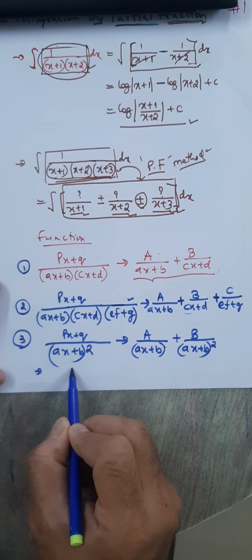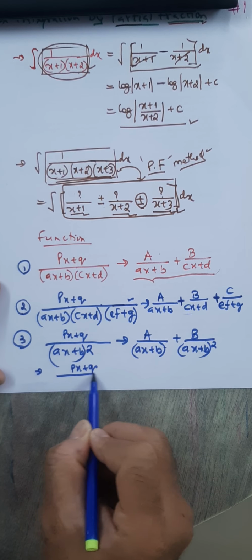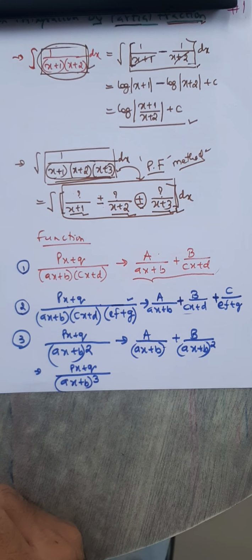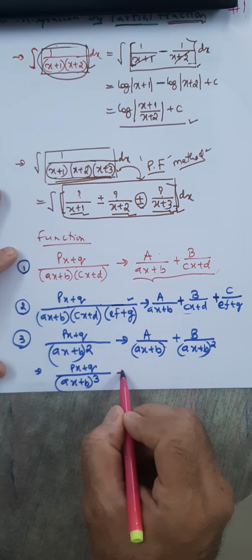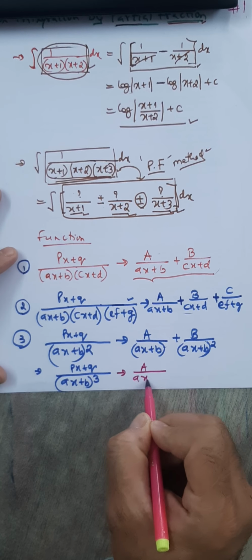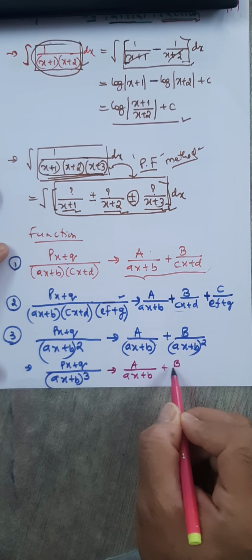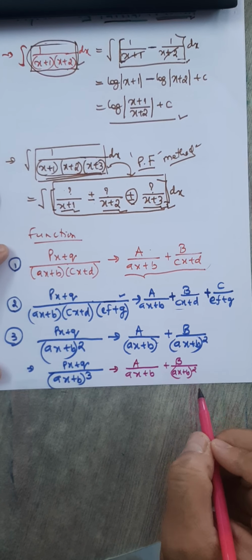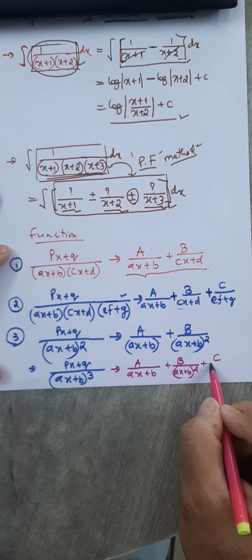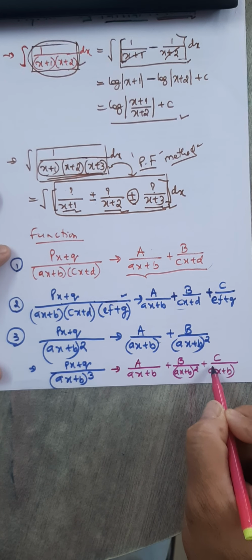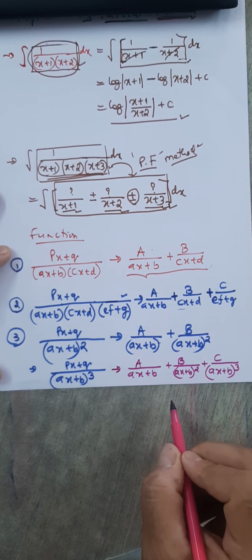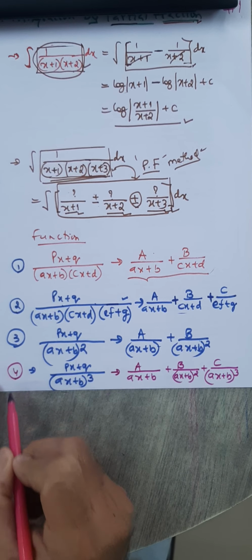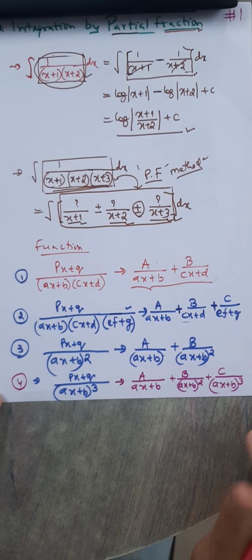Suppose I have px plus q upon (ax plus b) the whole cube. Now this is called the partial fraction method with repeated factor. So A upon ax plus b, plus B upon (ax plus b) the whole square, plus C upon, one more time, (ax plus b) the whole cube, this way. This is called the partial fraction method with repeated factor. If I write this as the 4th point, partial fraction method with repeated factor.